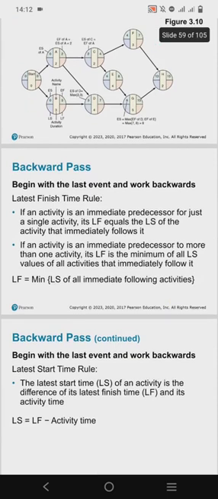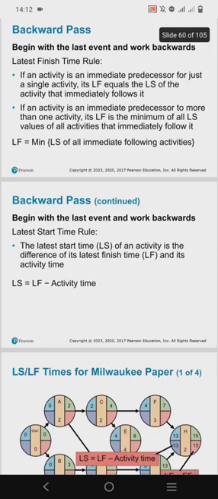So there is the backward pass. This begins with the last event and works backward. The forward pass works forward, the backward pass works backward. The backward pass helps to determine the latest start and finish time for each activity, aiding in identifying the total float or slack time available for non-critical activities. So the backward pass starts with the final event. It aids in identifying activities that can be delayed without impacting the project timeline.